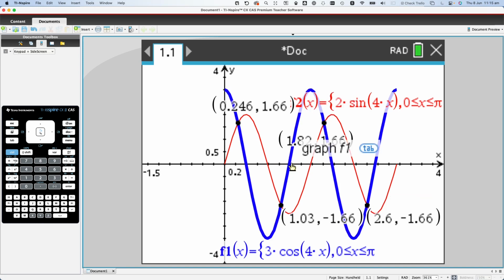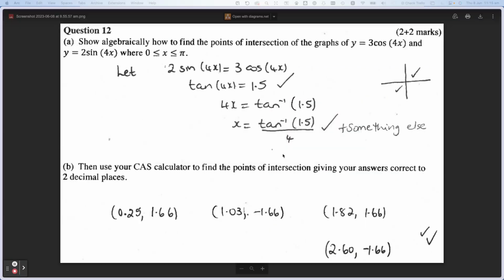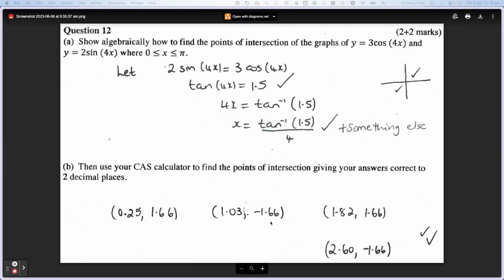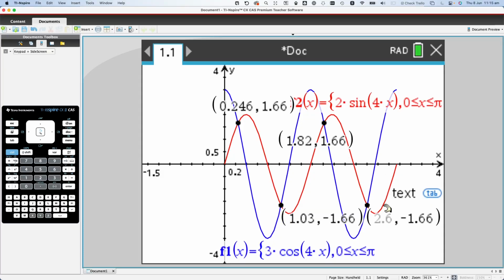So there we go. There's our four values which we write down, 0.246, 1.66, etc. And we should see those, fingers crossed, reflected here to two decimal places, 0.25, 1.66. There we go. Next one, 1.03 and negative 1.66. There it is there. And there's the other 2 points there, which are here as well.